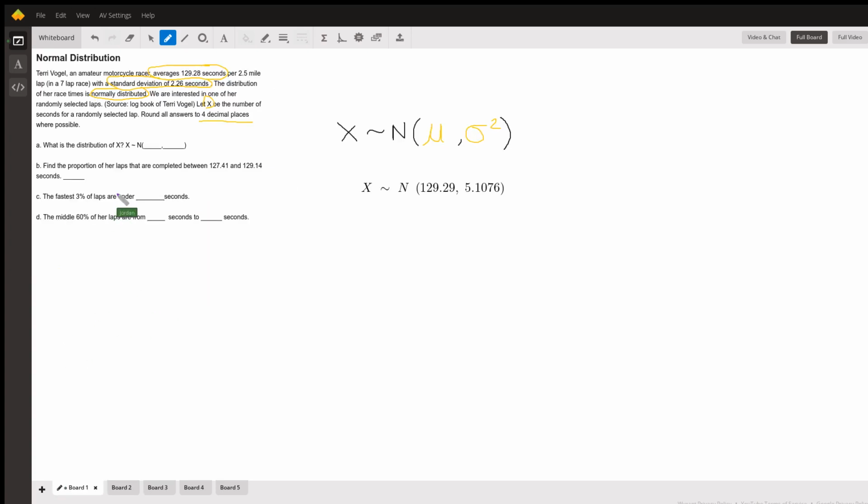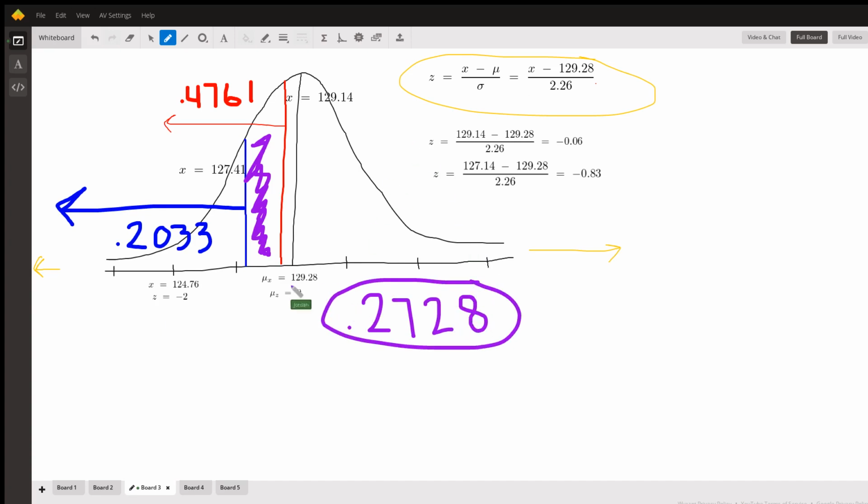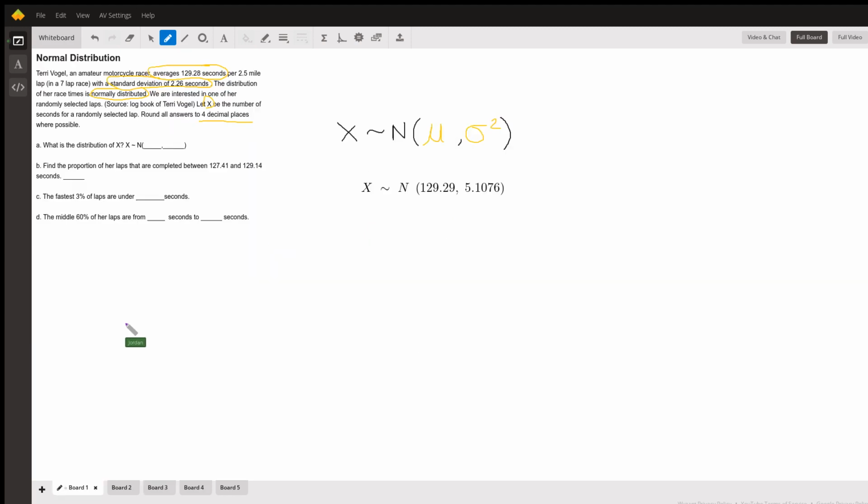So the question specifically asks, find the proportion of her laps that are completed between those two areas. And that answer is going to be, again, what we just found by subtracting those, 0.2728. That's your answer on that one. Great. Let's go to the next one.